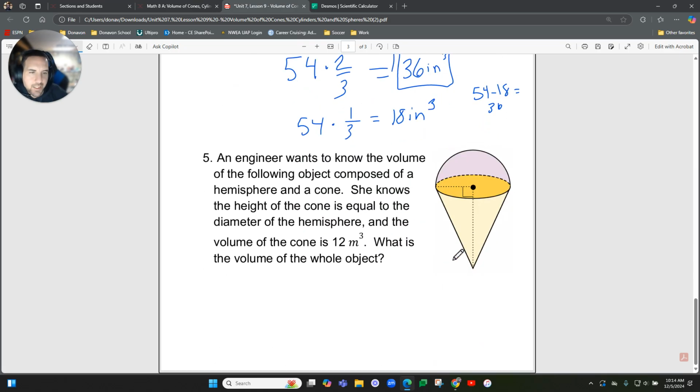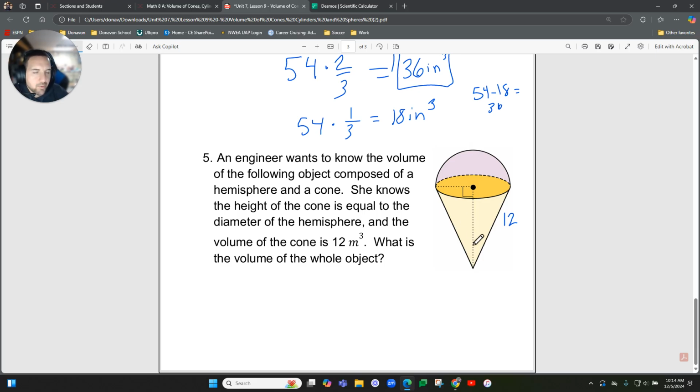All right, and last but not least, it says an engineer wants to know the volume of the following object composed of a hemisphere and a cone. So you've got essentially half a circle plus the cone. She knows the height of the cone is equal to the diameter of the hemisphere, so that's that special circumstance again. And the volume of the cone is 12. What is the volume of the whole object?